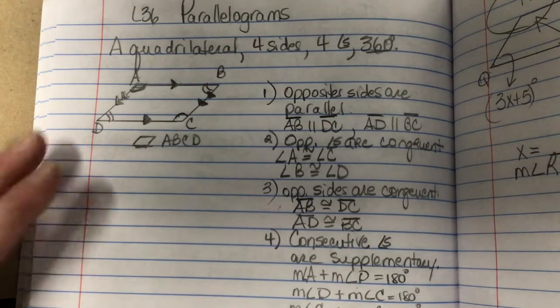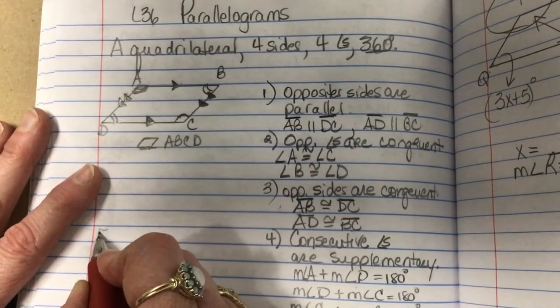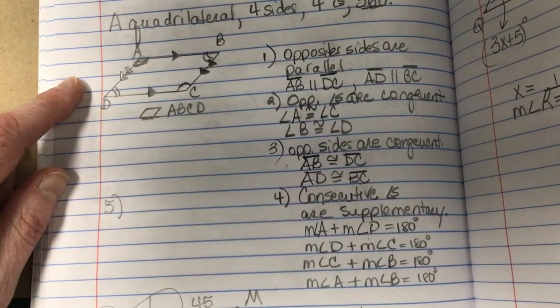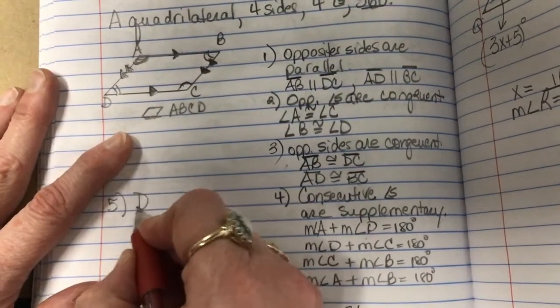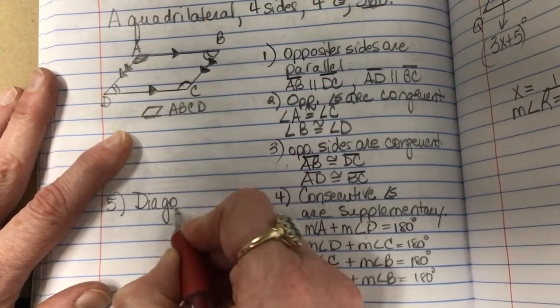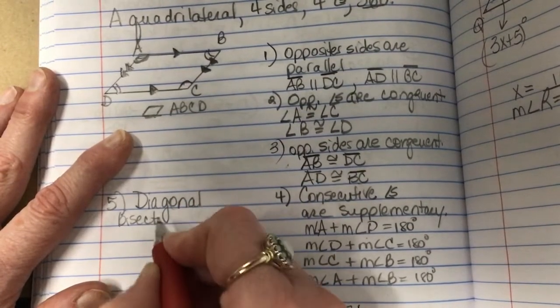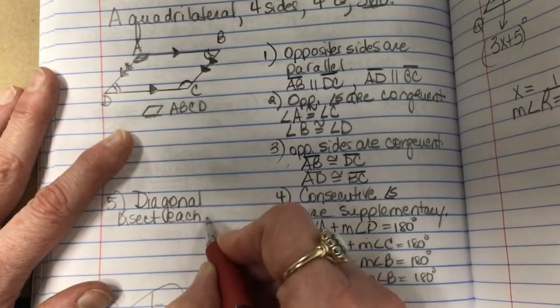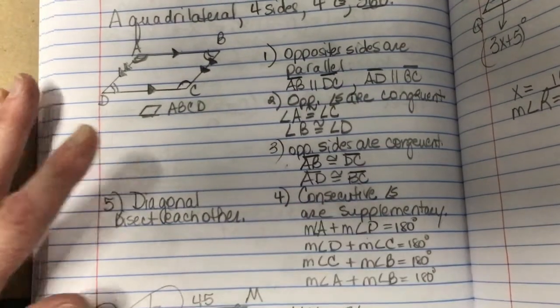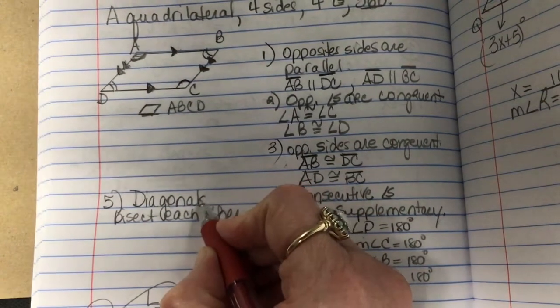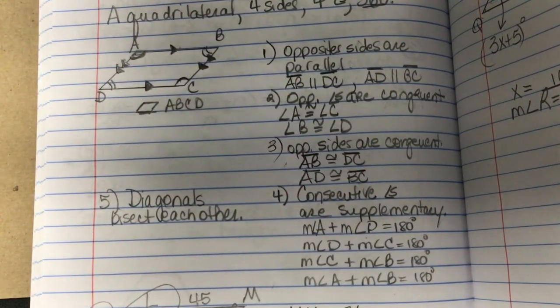draw them in there, so I'm just going to squeeze it in right here. I'm on page 78. Okay, go back to 78, and the diagonals bisect each other. Now, probably the best would be just to use that picture that's right there. Diagonals, that should be plural. Diagonals bisect each other.